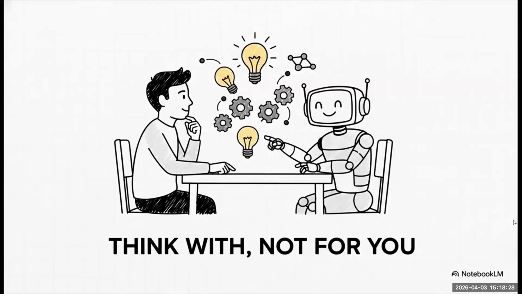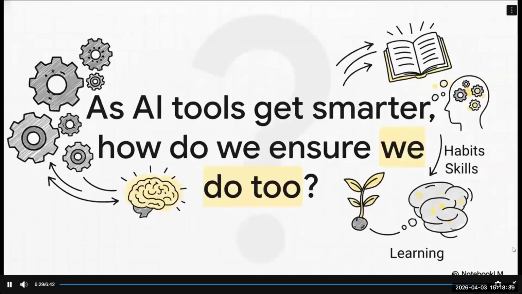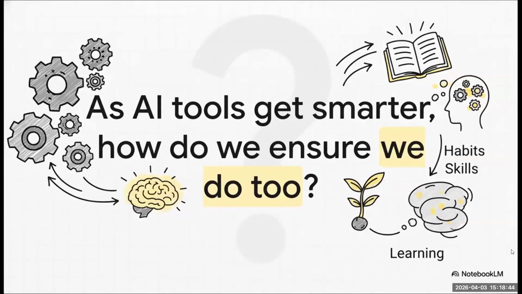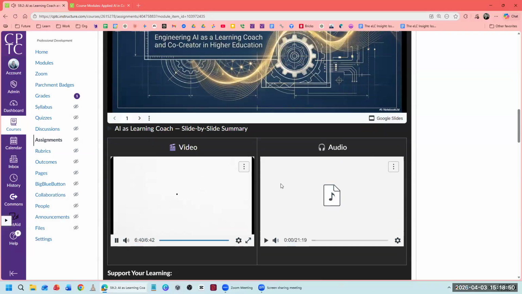It's not about avoiding AI or pretending it doesn't exist. It's about learning to engage with it thoughtfully. We have to use it as a tool to think with, not a machine that does the thinking for us. So I guess I'll just leave you with this question to chew on. We know for a fact these AI tools are going to keep getting smarter and more powerful. The real challenge for us then is to figure out how we make sure that we do too.